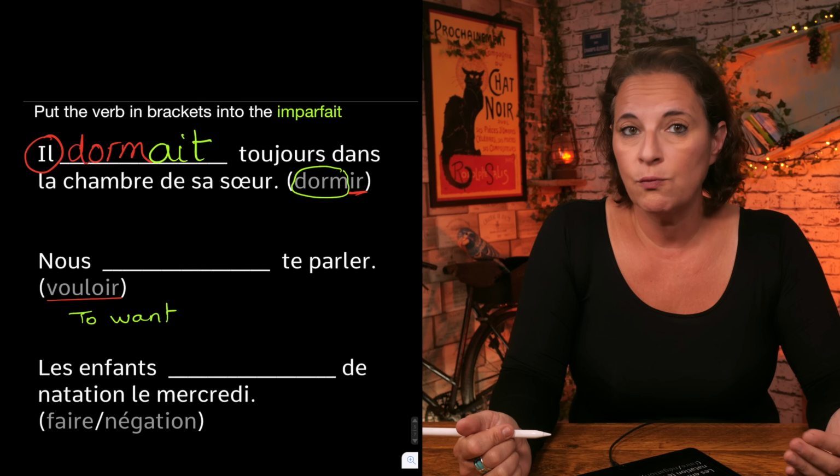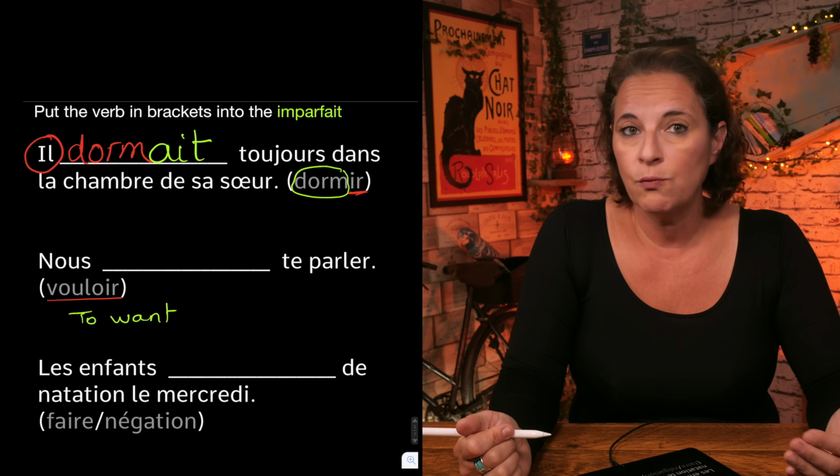So if we know that, we are going to write our little sentence here as A-I-E-N-T. But we're not finished, of course. We want to say the children did not do swimming on Wednesdays. Okay, so faire. The stem is, let's have a look, do we have it here? Yes, it's here. Can you see it? Fuzz. Okay, so we take it back here, and I'm going to put it this way so you can see better. Les enfants faisaient de la natation. Sorry, we're missing la natation. You could have told me, guys. La natation. Here we go. Les enfants faisaient de la natation le mercredi.